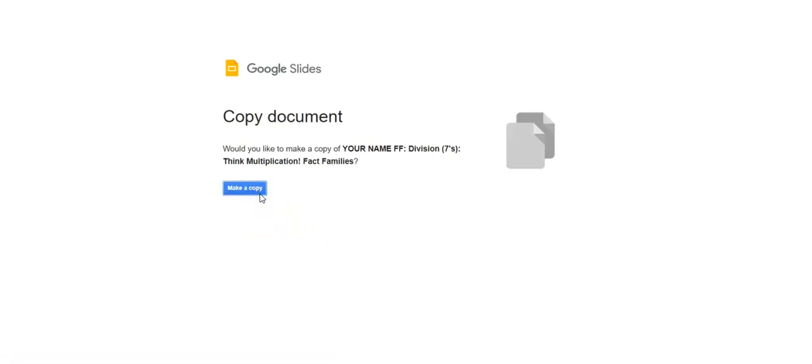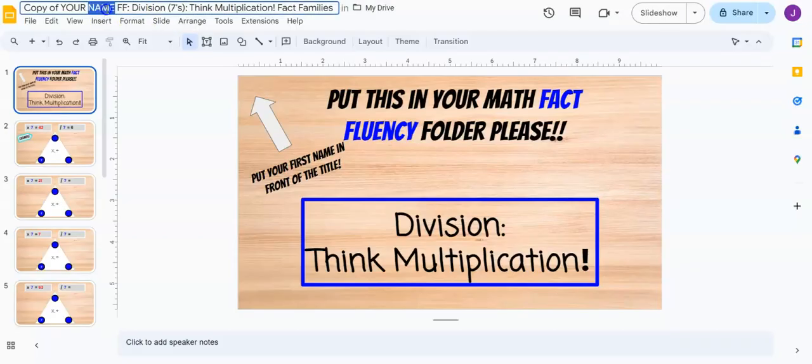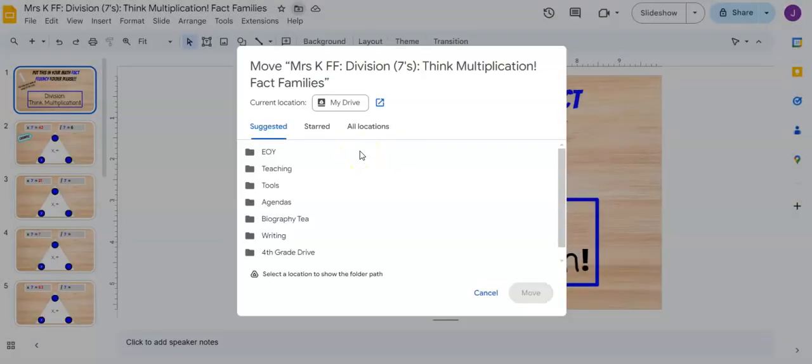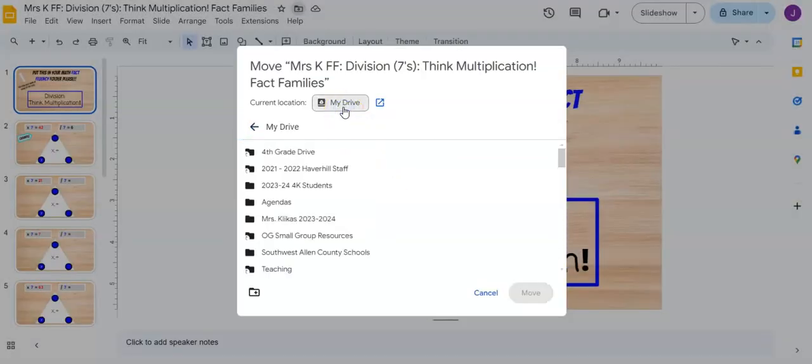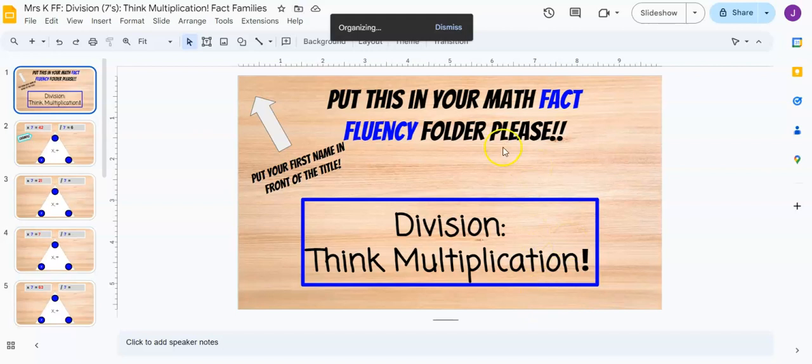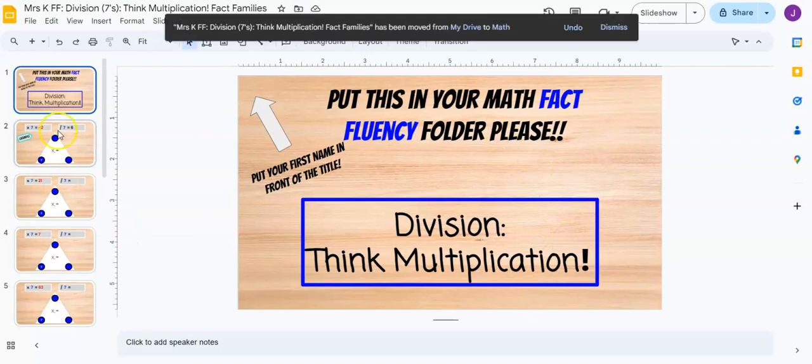And then of course the first thing that you do, we all know we need to put our name at the top. So you're going to go ahead and get rid of this copy of your name, add your name in there. So I'm going to write Mrs. K, and then you're going to go ahead and save it into your math folder. Once you click on here and save it into your math folder, that means that we can now take a look at it and check your work to make sure that you are doing everything properly. All right, now that it's in our math folder, let's go ahead and get started.